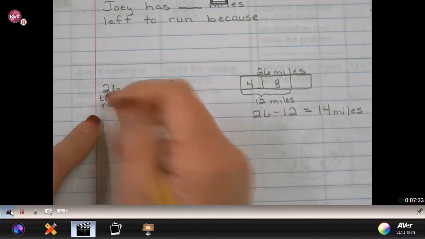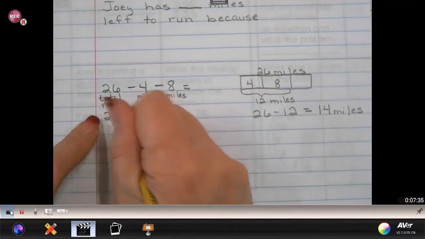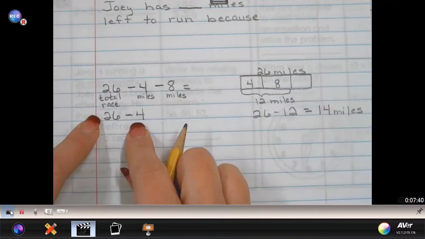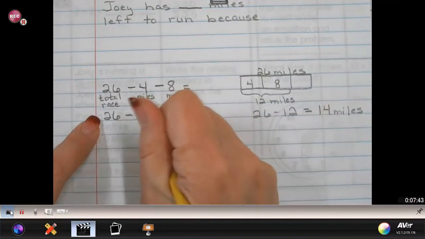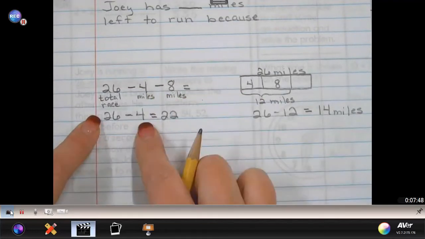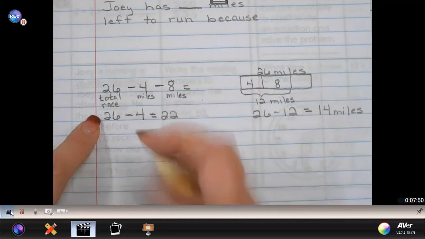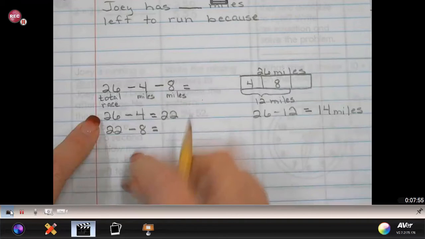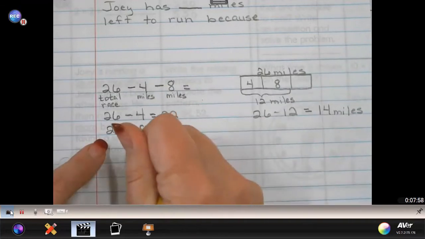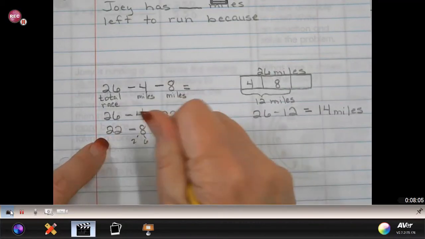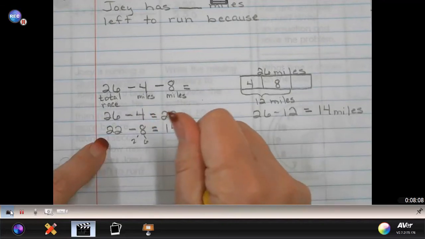Now, we could also think about it and subtract a piece at a time. So we could subtract the 26 minus 4, and that would leave you with 22. So he's got 22 miles left to run after the 4 miles that he ran. Then we are going to subtract another 8 from that 22. And if I subtract 2 and then 6, if I subtract 2, that would be 20. And if I subtract 6 more, there's your 14. 14 miles left to run.